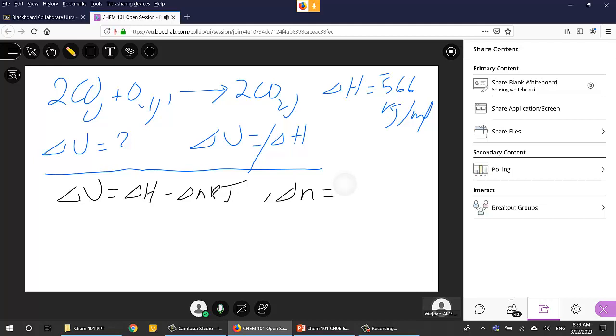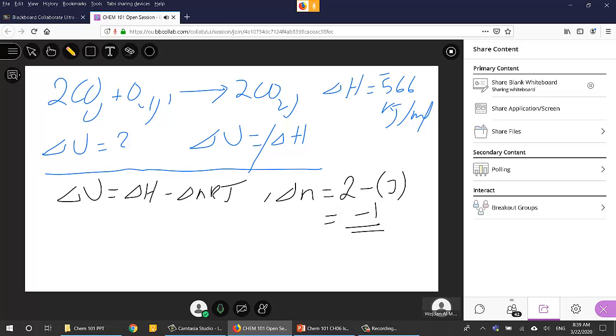So in the products we have 2 moles because they are a gas, minus 3, because you have 2 moles of CO gas and 1 mole of O2 gas in the reactants. They are all gases, so there are 3 moles of gases in the reactants. And 2 minus 3 is minus 1, and of course you keep this as minus 1.